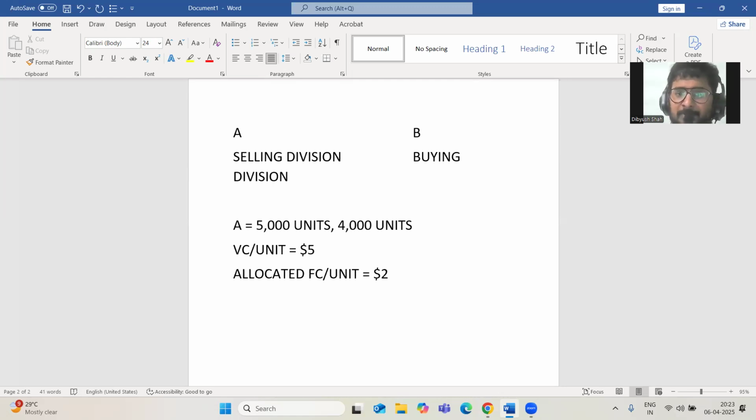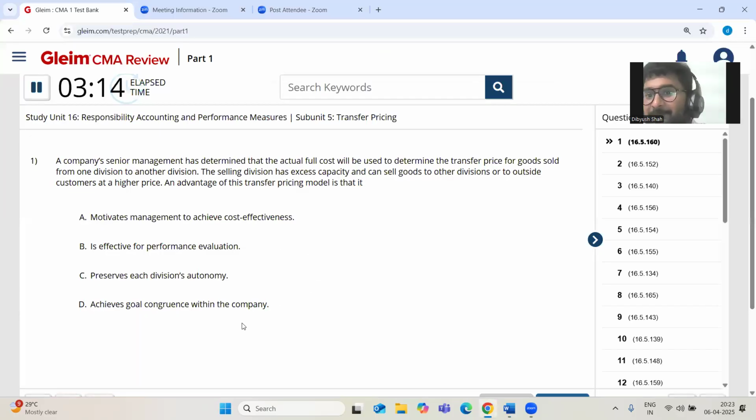But the problem is this division can sell it to outside customers maybe at $9 and also to customers within the company, that is other divisions, at $9. So it will feel that there is a problem with this decision making. Now they are asking advantage of this transfer pricing model. Disadvantage to full, but they are asking advantage. So three are disadvantages. I have to look for the odd one out.